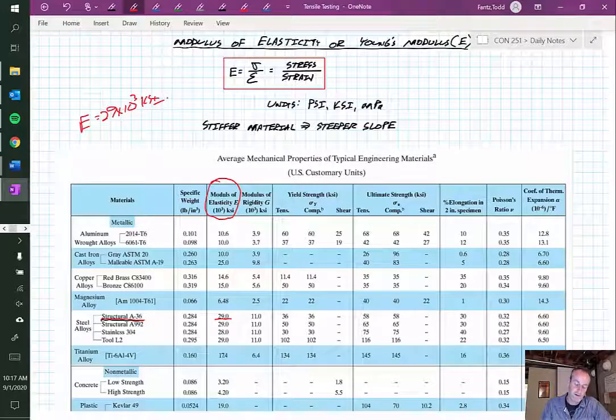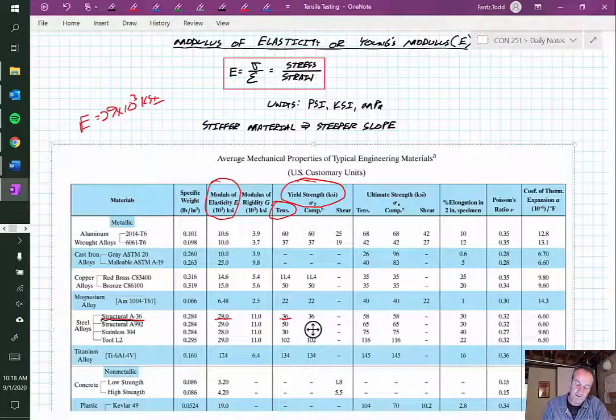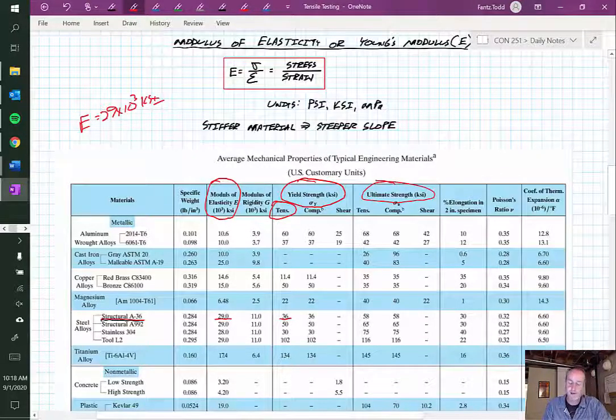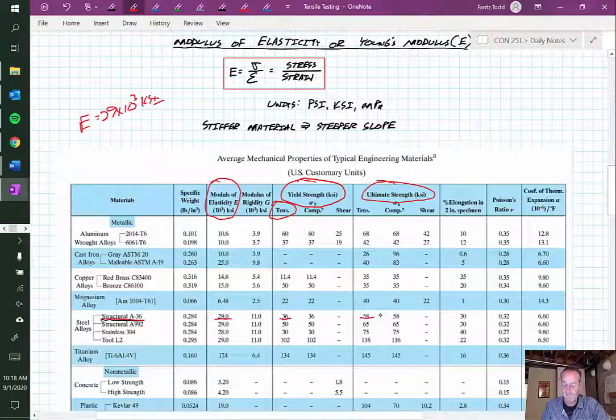Some other values in here. Well, we talked about the yield strength, sigma Y. Now, this is a tensile test, so we're looking at tension. So I can see that steel could go up to 36 KSI before it begins to get to that point where it gets that flat part of the curve. That's the most it can handle and still be in that linear region, right? We also have the ultimate strength. We just talked about that. That's the largest value you can have before failure, and steel is 58.